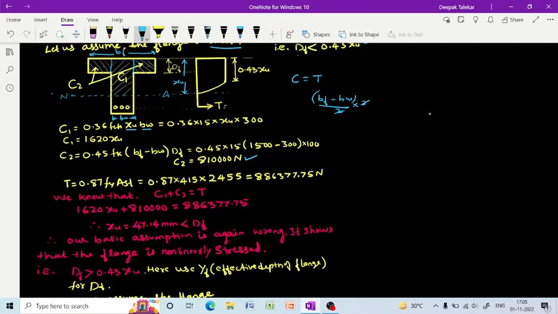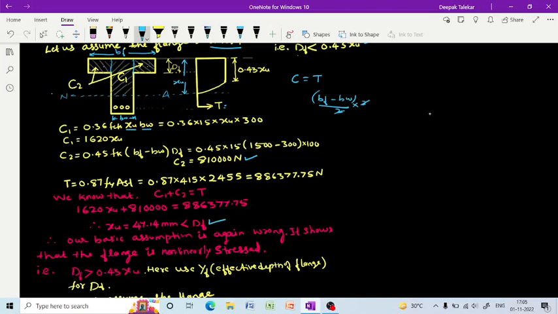Okay, right. Now T, the tension here, is 0.87 Fy AST, that is 0.87 into 415 into 2455. You calculate this total tension. So we know that C1 plus C2 is equal to T. Total compression is equal to total tension. So equate this and find out the XU value.